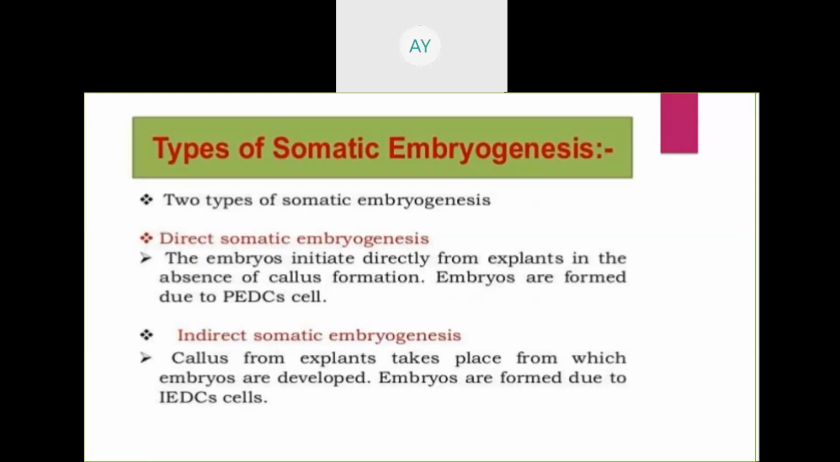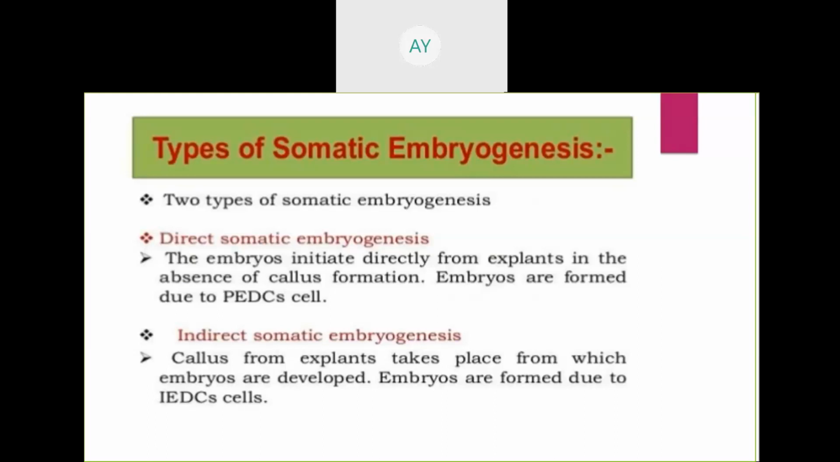Types of somatic embryogenesis: direct somatic embryogenesis and indirect somatic embryogenesis. What do you mean by direct somatic embryogenesis? It means we directly produce the embryo without formation of callus, directly from the explant, due to PEDC cells. You are going to form the embryo by bypassing the callus formation. Generally we are not going to produce the callus. It will bypass the callus formation and directly form the embryo. That is known as direct embryogenesis.